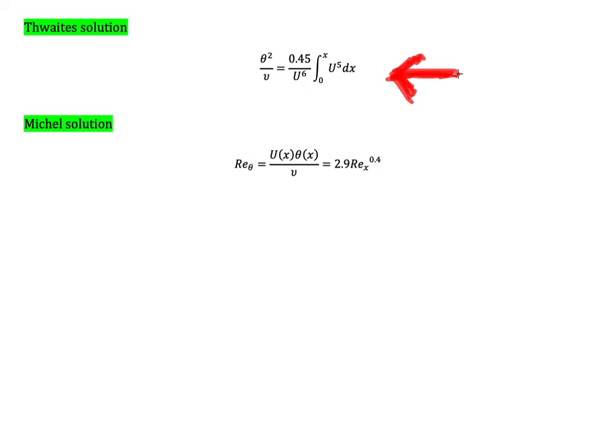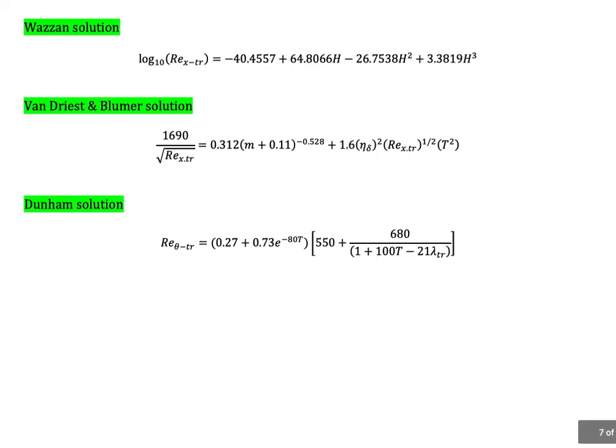And then we will have another equation, which is the Michel solution. So this is the equation. Later on I will show you how to use this one. We also have the Wazan solution, the Van Driest and Blumer solution, and the Dunham solution. Certain solutions, for example the Van Driest and Dunham solutions, are sometimes used when we have a turbulent portion or a turbulence percentage in our free stream velocity.